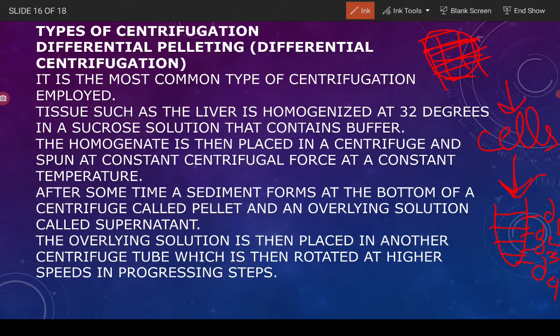And now at constant centrifugal force and constant temperature, they are rotated, right? Now after some time, a pellet is formed at the base, and the supernatant is then taken to another test tube and once again rotated at higher speed, right? So this is differential pelleting.